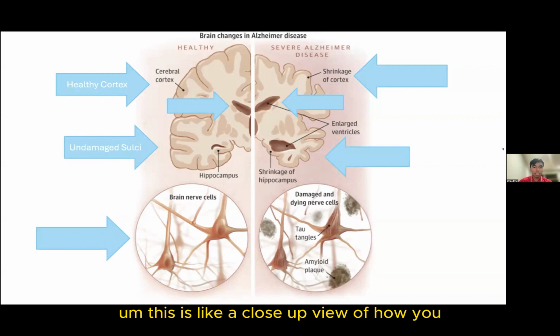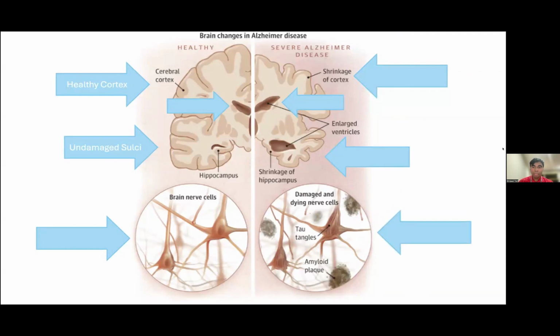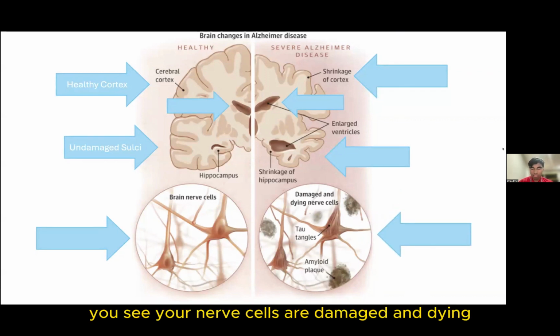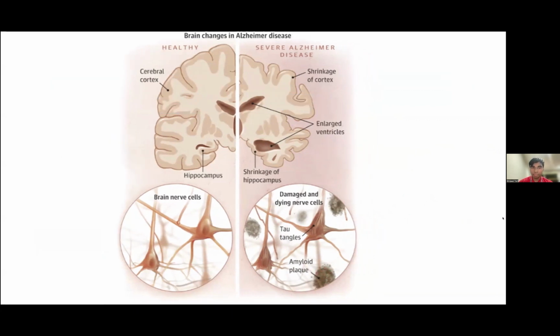If you look on the side, this is a close-up view of how your nerve cells actually look. This looks healthy, where all your connections are properly attached, and your cells are not lysed or anything like that. On the right, you see your nerve cells are damaged and dying. You can see that there are disconnections within here. And also you have these things called tau tangles, which are shriveling your nerve cells and damaging them. And also these things called amyloid plaques, which are also present and help contribute to the degeneration of your brain.